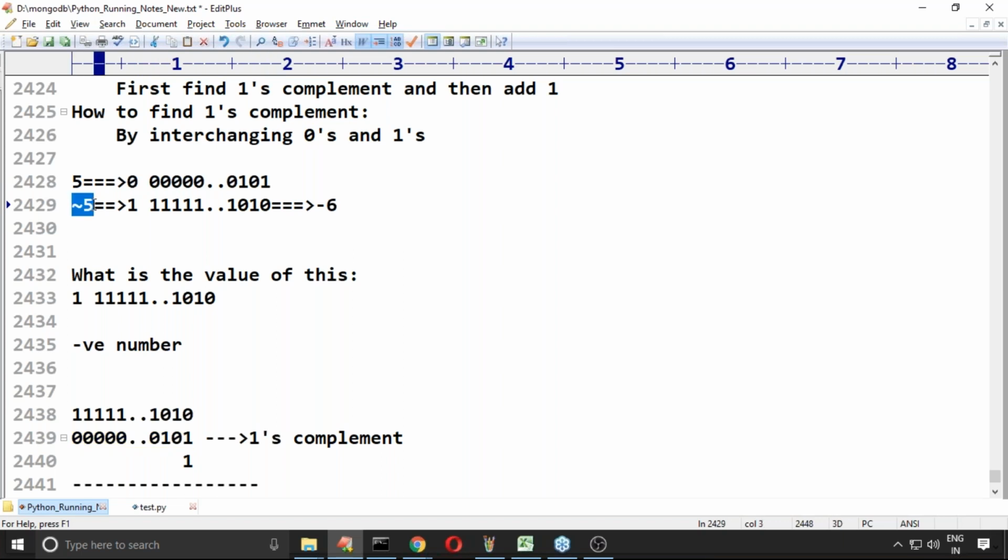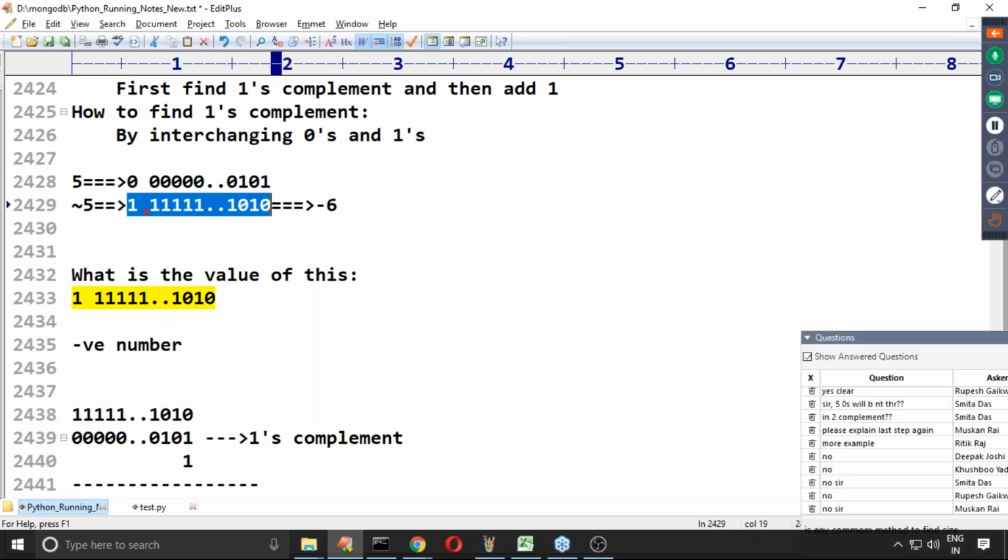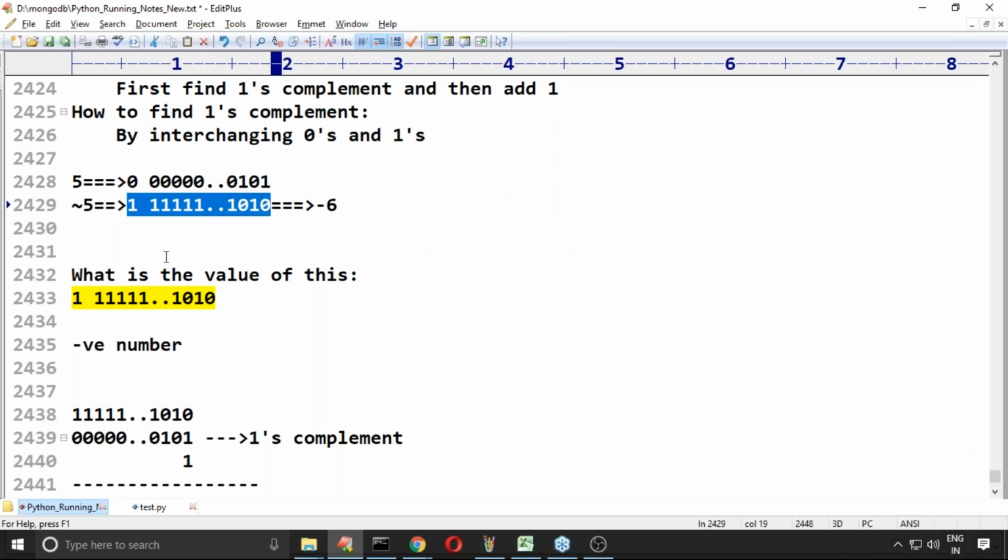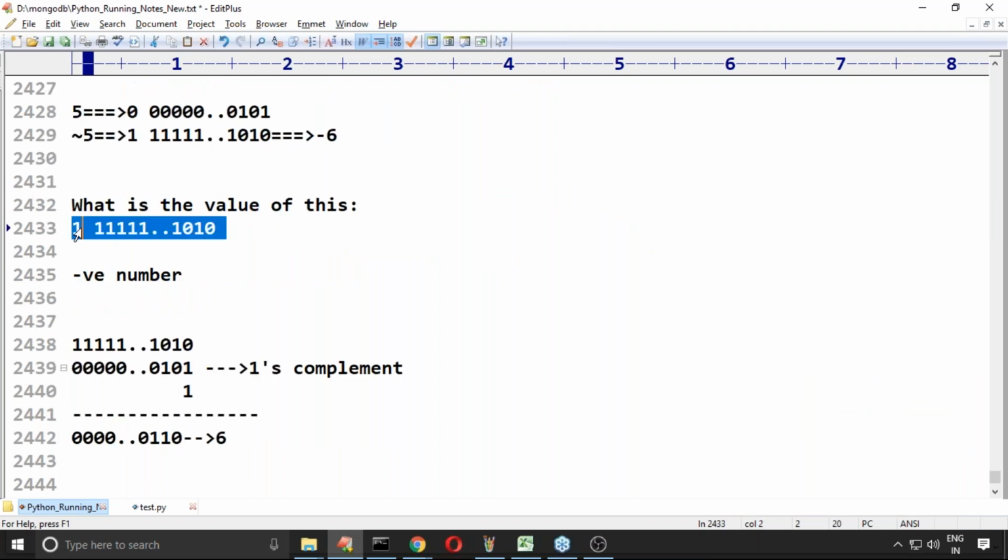Negation of 5, the bitwise complement of 5. Can you please interchange zeros and ones? Whatever value this is, that is the result. Now here observe, the most significant bit is 1, which means a negative number. If it is a negative number, the remaining bits represent the value in 2's complement form.